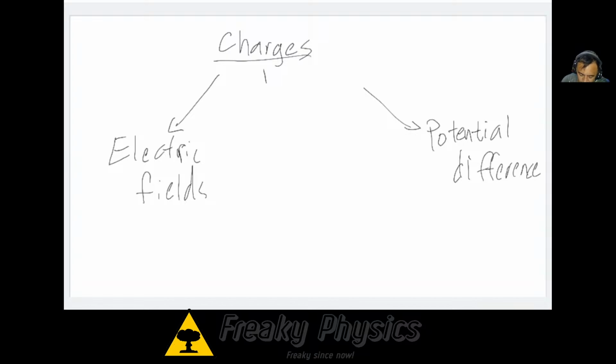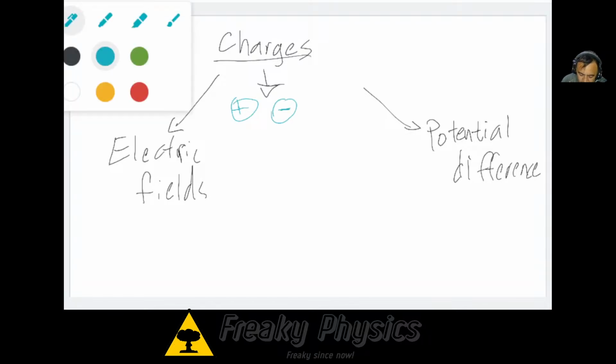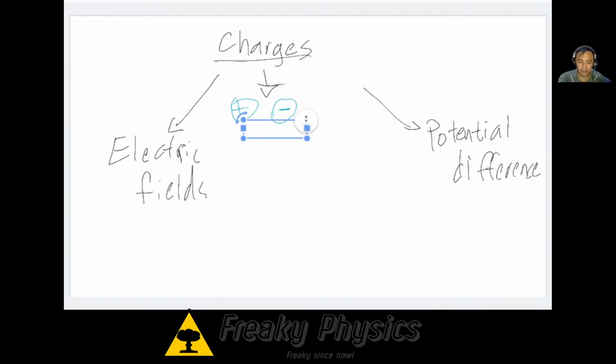So again, what do we know about charges? Let's just summarize this. Charges occur in plus or minus, positive and negative. And what we can write here is that like charges repel, and unlike charges attract. Now, electric fields.